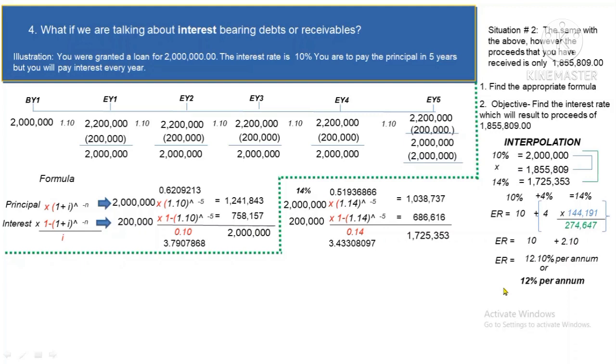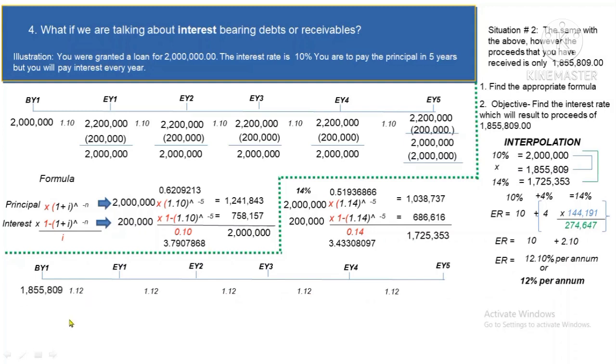Of course, you wanted to check if ever that is correct. So let's have the timeline. And let's use the 1.12 because our answer is 12% per annum. So according to the problem, you have a present value of 1,855,809. And then, you're gonna pay after the end of 5 years a principal of 2 million, and you're gonna pay interest of 200,000 each and every year. So, let's see if ever this 1,855,809 debt of yours will really become zero at the end of year 5.